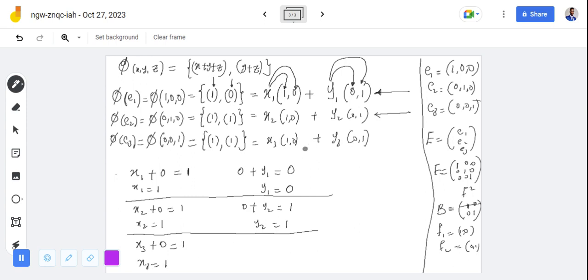So what of this? The second part, X3 times 0 is 0, Y3 times 1 is Y3, then equals to this second digit 1. So my Y3 is equal to what? 1 in that case. So I already have all my results now. Please take note.